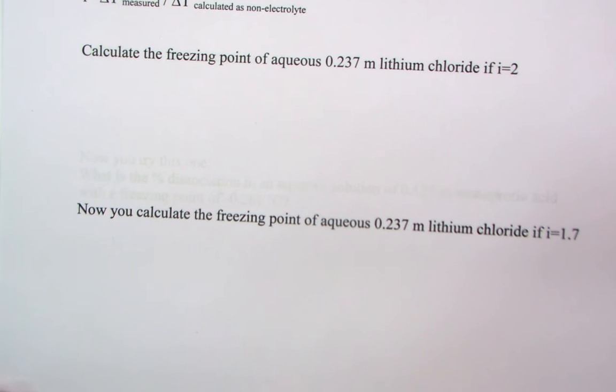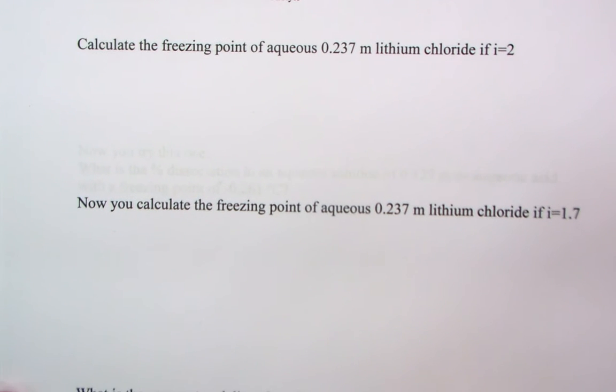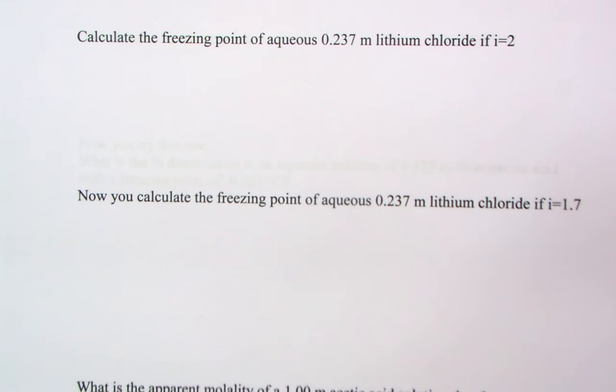Okay, so let's look at some of the problems in this unit, and there's a lot of different things we're going to talk about. Let's start off with the easiest. Calculate the freezing point of aqueous 0.237 molal lithium chloride if i is equal to 2.